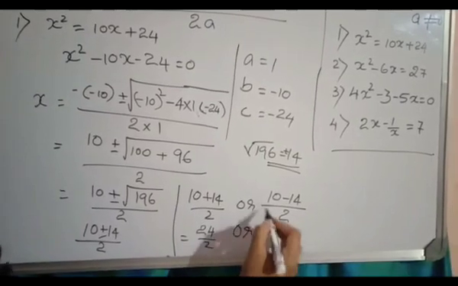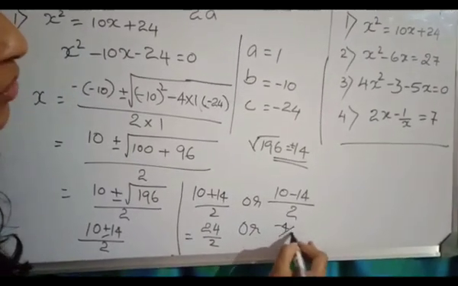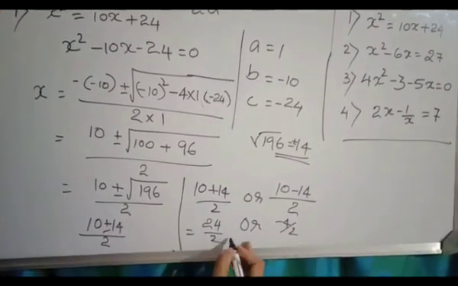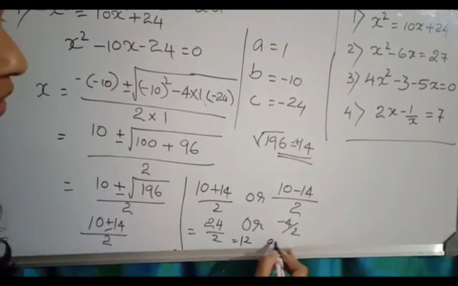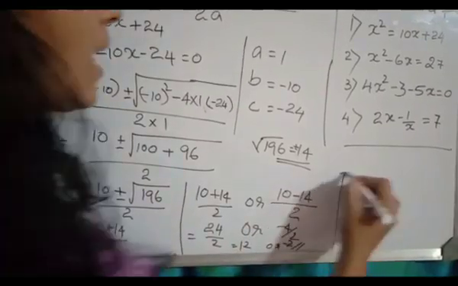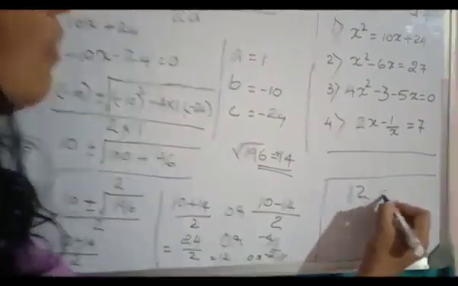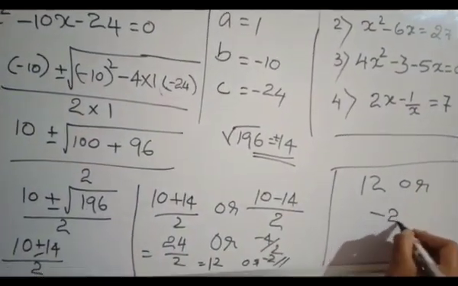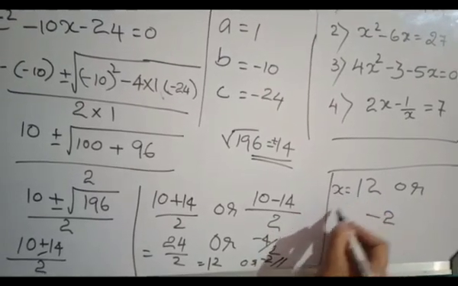or minus 4 by 2. So your values will be 12 or minus 2. You will get the values as 12 or minus 2. The values of x.